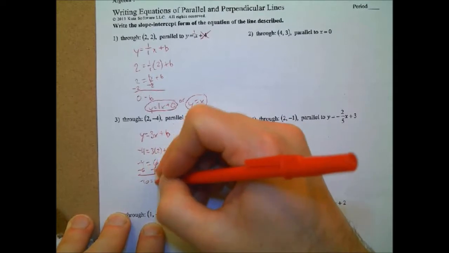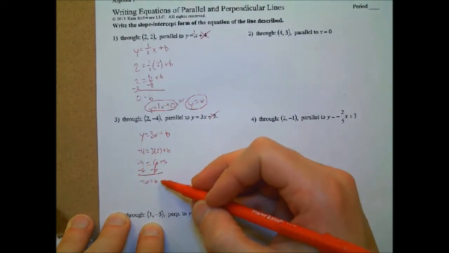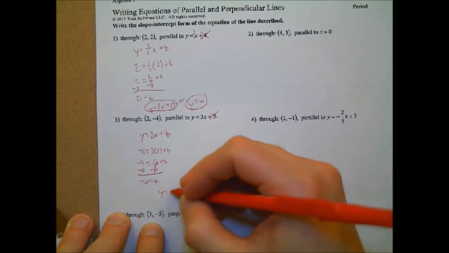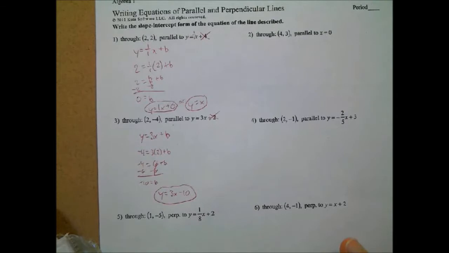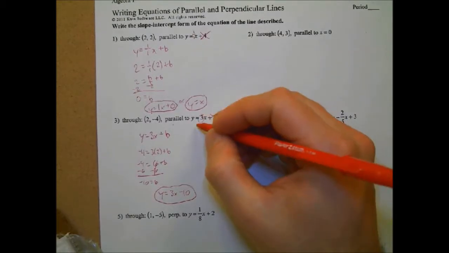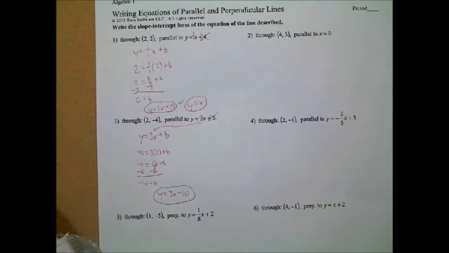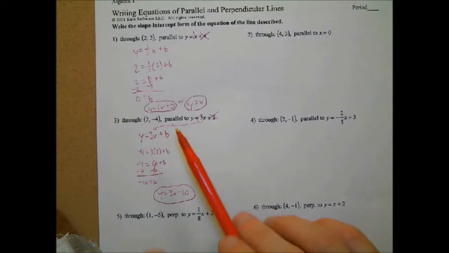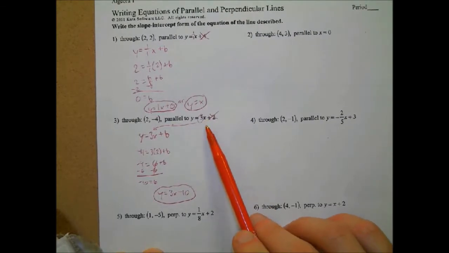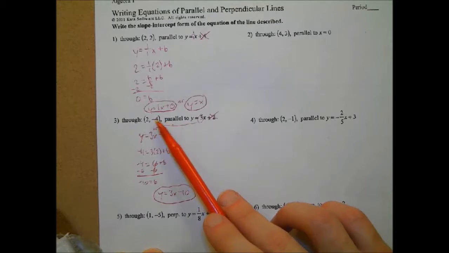Is this my final answer? No. Yes, y equals 3x minus 10. Boom, there it is. Okay, easy. Take the slope from the other line, and then use that point to then come up with the y-intercept. So again, we're coming up with an equation of a line that is parallel to another one, but also we want our line to go through the point 2, negative 4 as well.